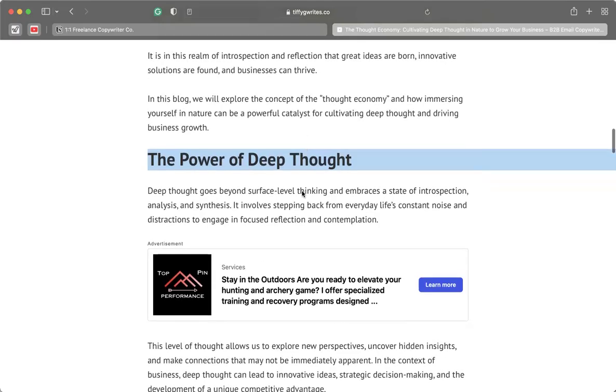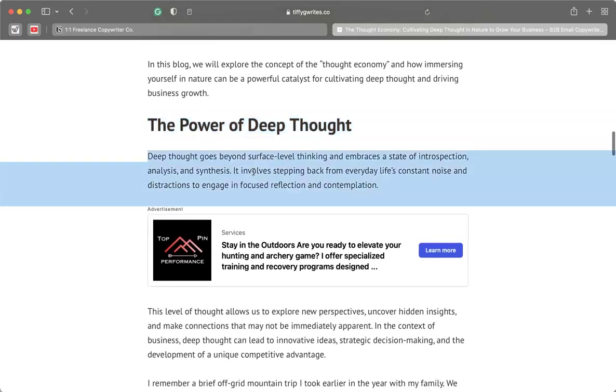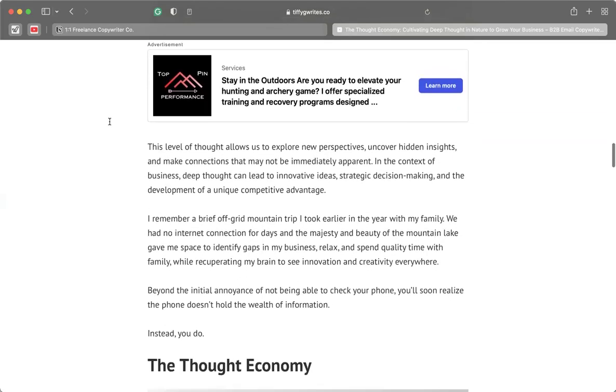So, the power of deep thought. Deep thought goes beyond surface level thinking and embraces a state of introspection, analysis, and synthesis. It involves stepping back from everyday life's constant noise and distractions to engage in focused reflection and contemplation. This level of thought allows us to explore new perspectives, uncover hidden insights, and make connections that may not be immediately apparent. In the context of business, deep thought can lead to innovative ideas, strategic decisions, and the development of a unique competitive advantage. Again, my audience with this blog is always going to be entrepreneurs, okay?